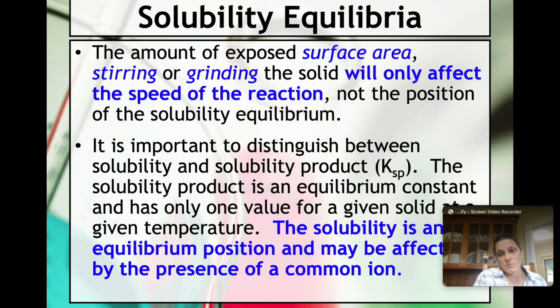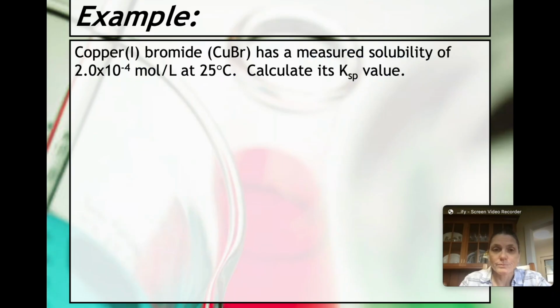One other thing here is that Ksp is an equilibrium constant for the system, whereas solubility talks about how much of that solid can dissolve. So we have two separate terms that we're dealing with here. Ksp, which is our solubility product equilibrium constant, and solubility, which is moles per liter that can dissolve at a certain temperature. We're going to go through these, and I'm going to show you how to do these sample problems.